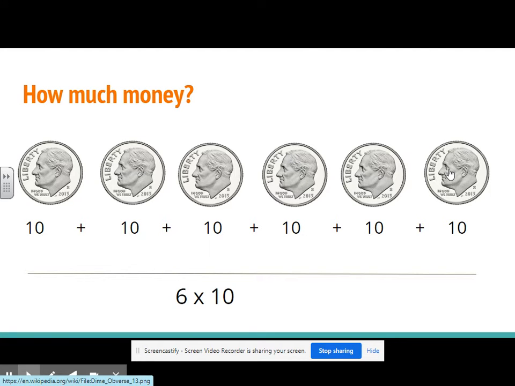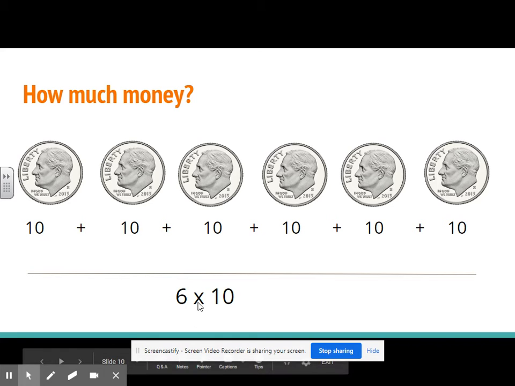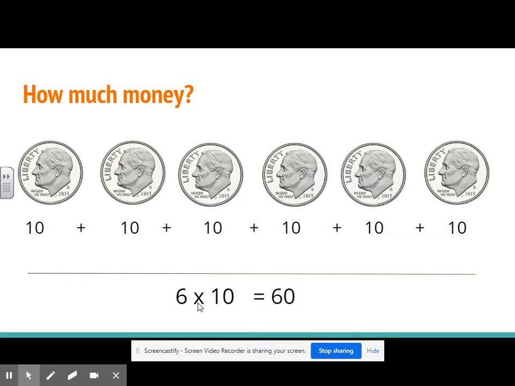All right, so here, I could also look at it in another way. I could look at this as 6 groups with 10 in each group. You're not literally seeing 10 items in each group, but you know that the value of it is 10. So another way to write this repeated addition equation here would be to write it as a multiplication problem. And as we just counted, it does equal 60 cents.